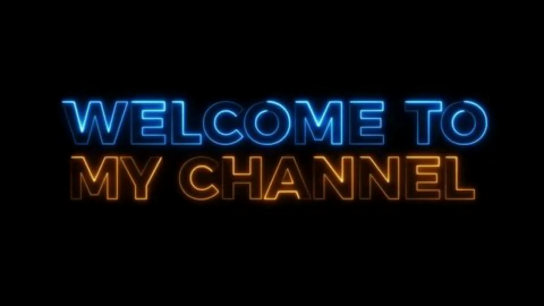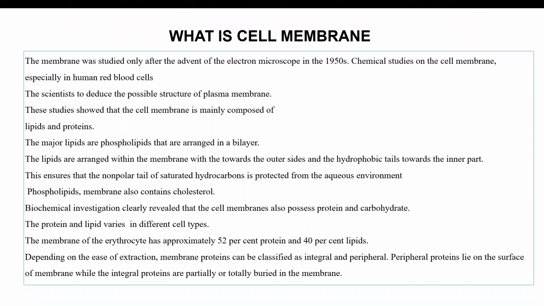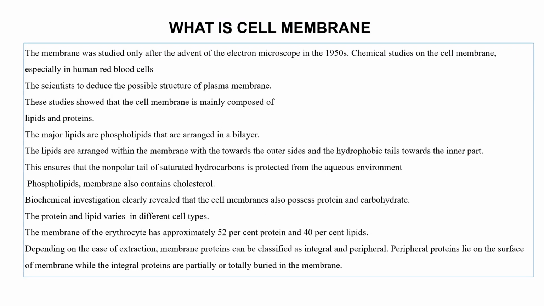Today's video is what is the cell membrane. The membrane was studied only after the advent of the electron microscope in the 1950s. Chemical studies on the cell membrane, especially in human red blood cells, allowed scientists to deduce the possible structure of the plasma membrane. These studies showed that the cell membrane is mainly composed of lipids and proteins.